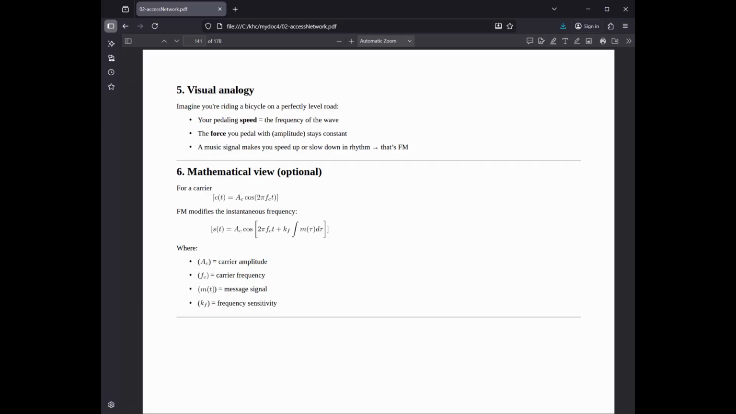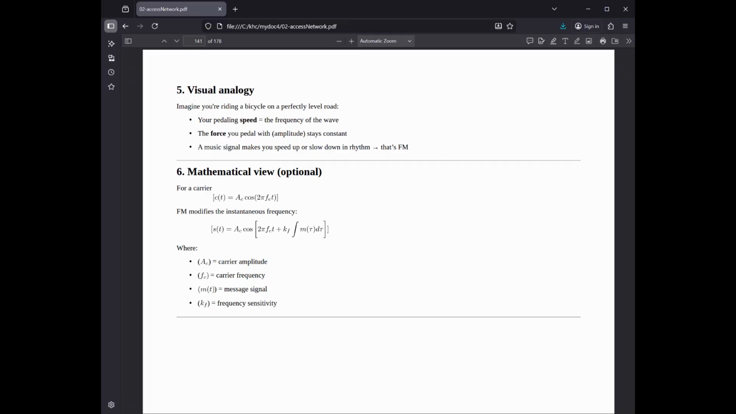4. Real-world applications. FM broadcasting: high-quality music radio, 88.0 MHz to 108.0 MHz. Two-way radios: used by police, fire departments, and walkie-talkies, usually narrowband FM to save space. Television: in old analog TV, the video was sent via AM, but the audio was sent via FM. Telemetry: sending data from sensors in satellites or weather balloons.